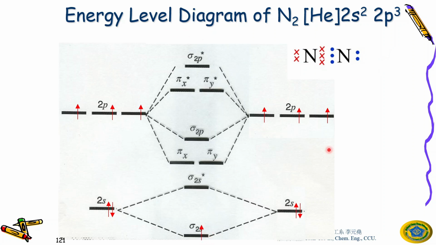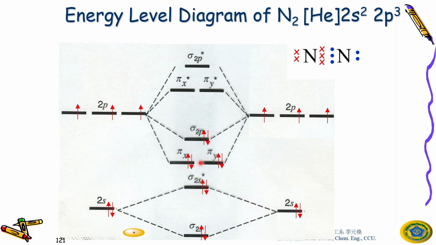Start from the lowest energy level, 1, 2, 3, 4, 5, and then 6 will be here, right? You follow Hund's rule, and after that you put this one here, following the Pauli exclusion principle. 1, 2, 3, 4, 5, 6, 7, 8, and 9, 10. So you have the energy level diagram looking like this.